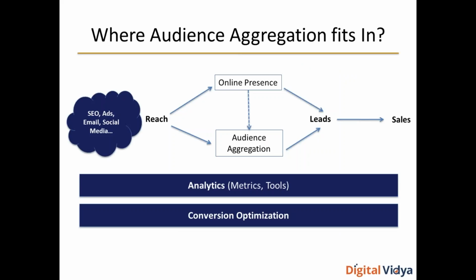As I said, this is the framework. First, you do SEO, search engine optimization. You show your ads on Google AdWords, Facebook, Pinterest, Instagram, all the websites possible. You do email marketing, you do social media marketing, right? You do a lot of this stuff to increase your reach. What is reach? I want to increase my online presence. So first of all, I should be visible, right? Once you have your online presence, once people start coming to your website, then you do audience aggregation.